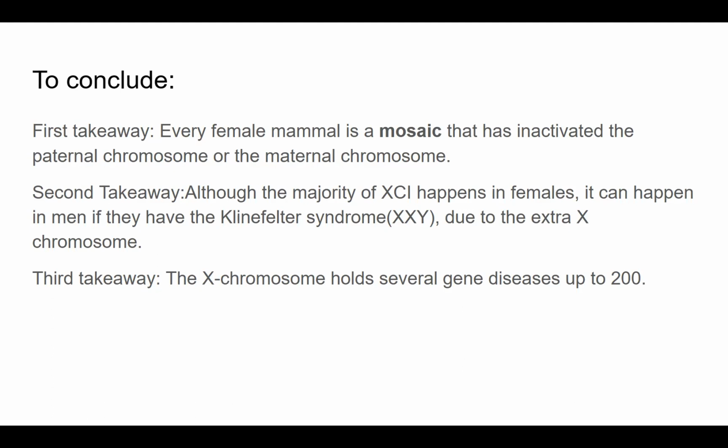The second takeaway is that although the majority of X chromosome inactivation happens in females, it can happen in men, but only if they have Klinefelter syndrome, due to the extra X. And our third takeaway, the third main idea, is that the X chromosome does hold several gene diseases, up to 200 or more. So that's why it's important to keep studying and learning more about X chromosome inactivation.